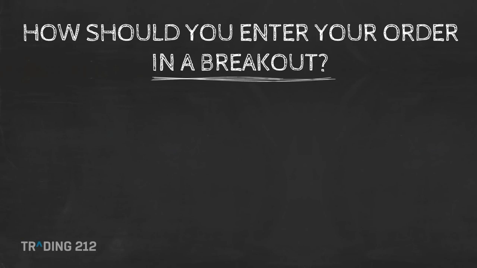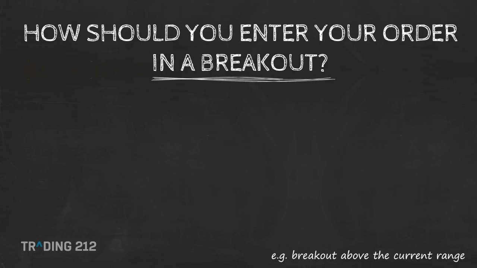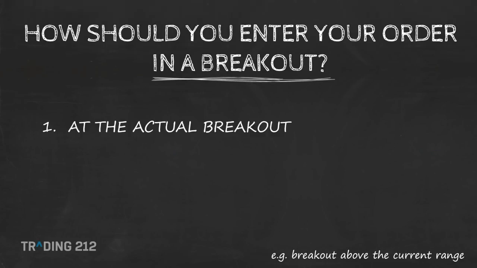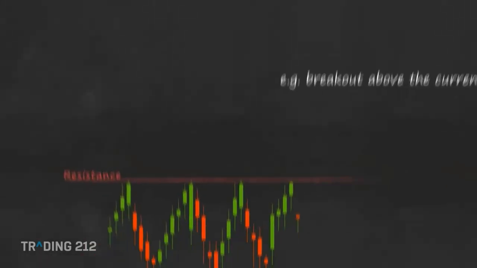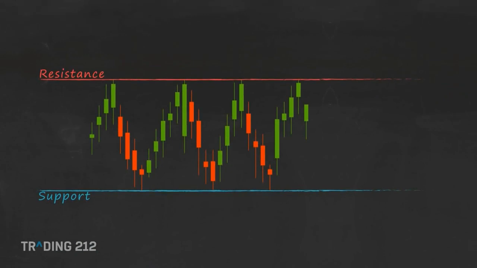That said, how should you enter your order in a breakout? We will assume that you expect the breakout to be above the current range. So there are several ways to enter the market at a breakout, all depending on your trading style and risk tolerance. The first is at the actual breakout. To trade at the breakout, you would need to devote more time to actually watching the market so that you can place a market order whenever the breakout occurs.